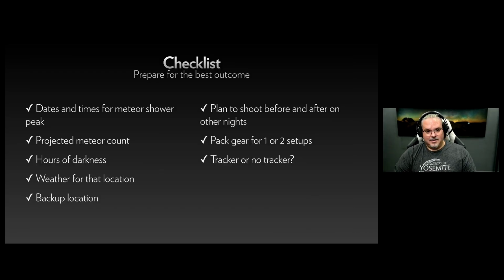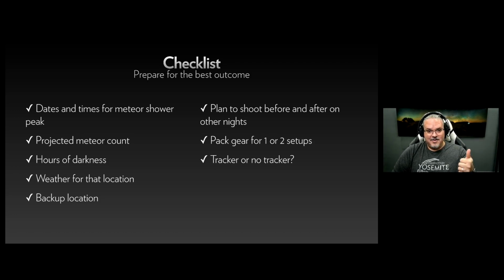All right, so let's just talk about an easy checklist here, right? This is a good time to take a screenshot. Although this will be on replay after this forever. You need to know the dates and the times for the meteor shower peak, right?